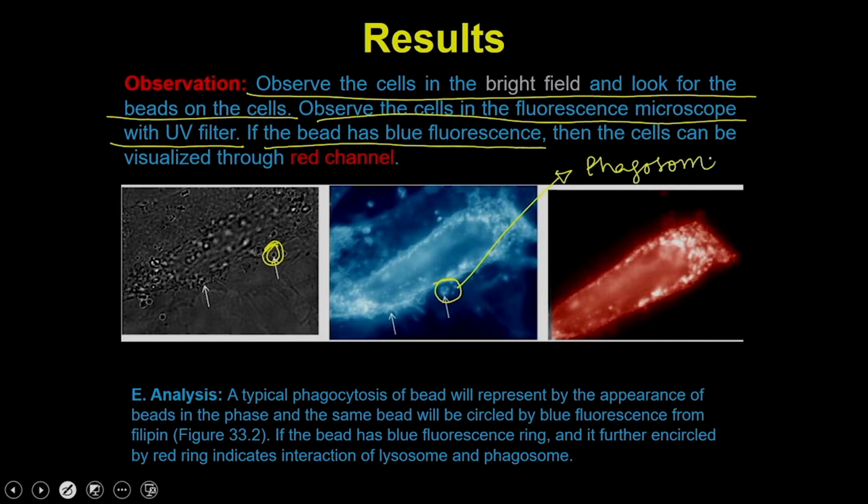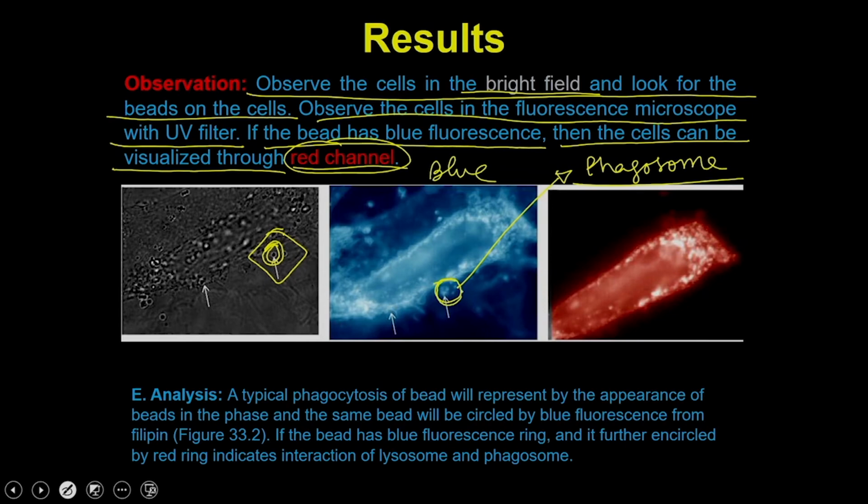Now, once you have seen the phagosome, the cells can be visualized through a red channel. So, first you select the bead you want to visualize under the bright field, then you go with the blue channel. In the blue channel it is going to give you a blue fluorescence around it, and then you go into the red channel.